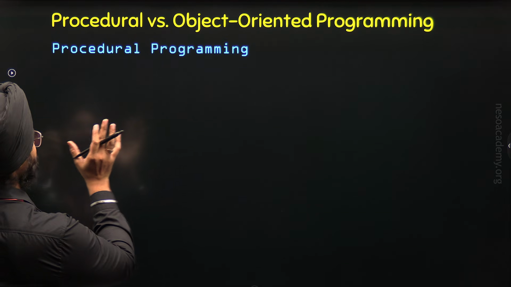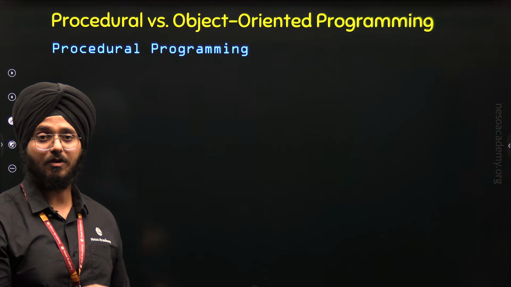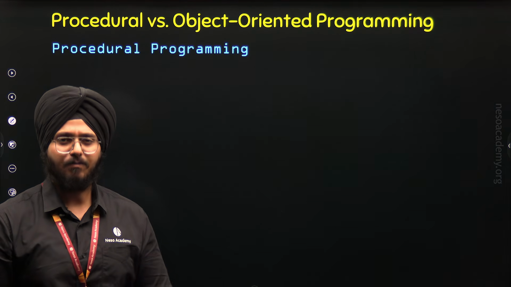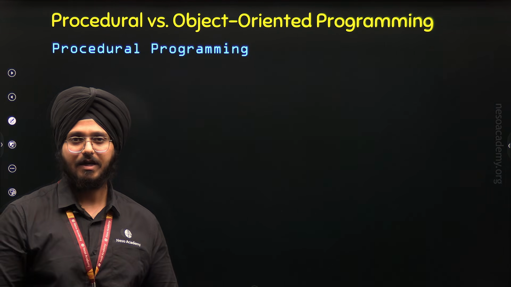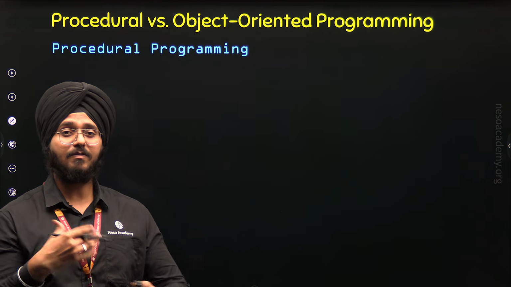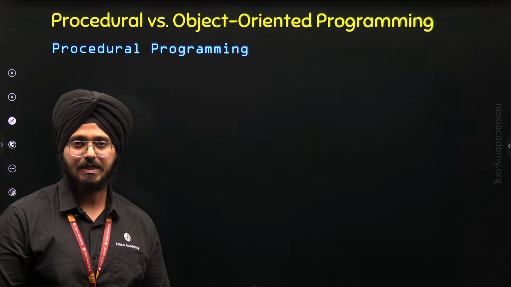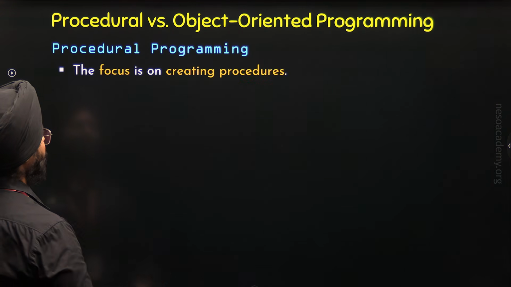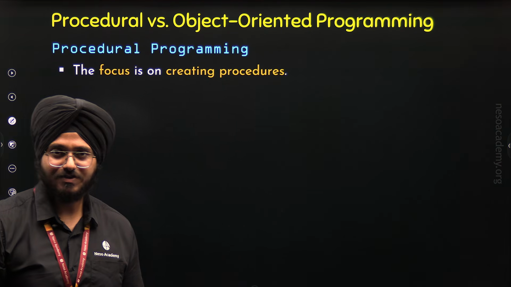To understand the difference between the two, first we need to recall what is procedural programming. Up to now, whatever programs we have built were built using procedural programming. This means we have developed the programs that are all procedural programs. In procedural programming, the focus is on creating procedures, or in other words, functions.